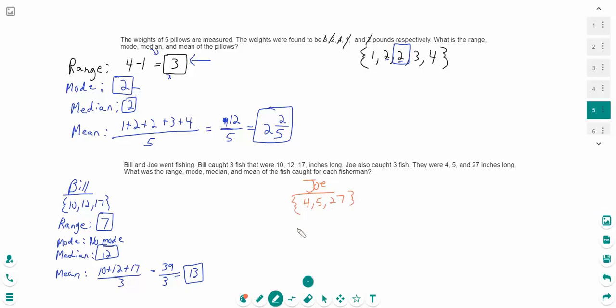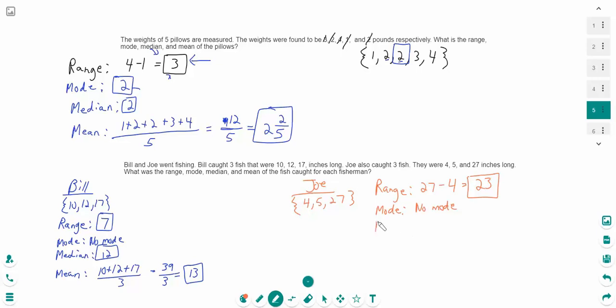Okay, so let's talk about his range. And his range would be 27 minus 4, right? 27, the largest number, minus the smallest number. So his range is 23. And then if we talk about his mode, what would his mode be? Can you tell me? It would be no mode. Because again, nothing repeats itself.